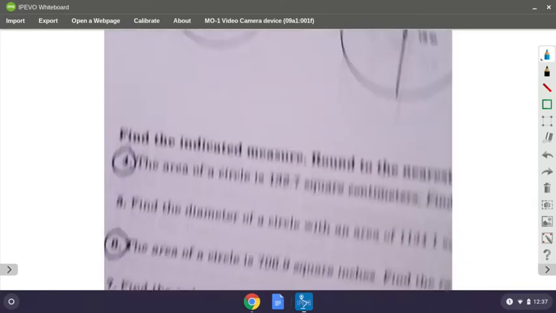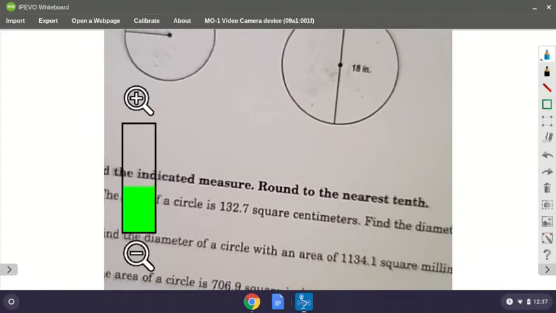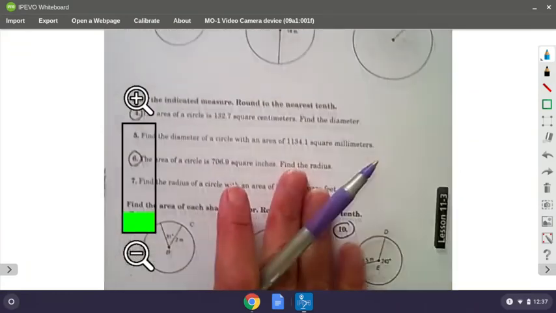The third page with circles, I'll do a couple of these. So this first one, you just find the area. That's pretty easy. They give you the diameter, so you have to find the radius and plug in.